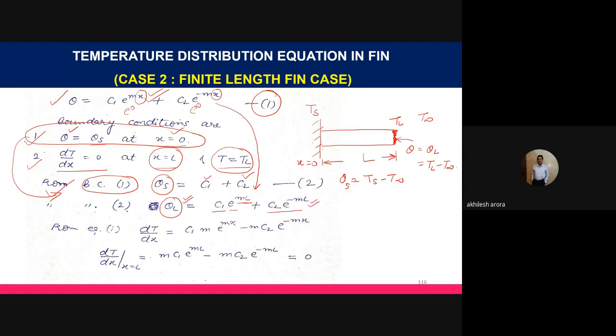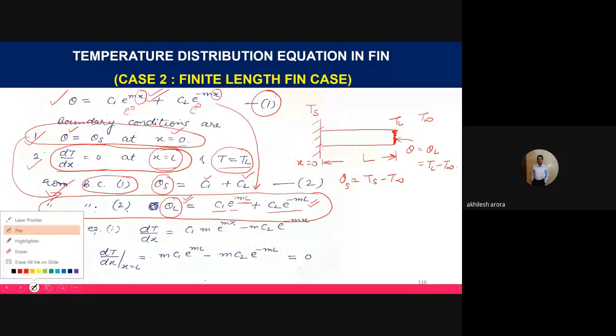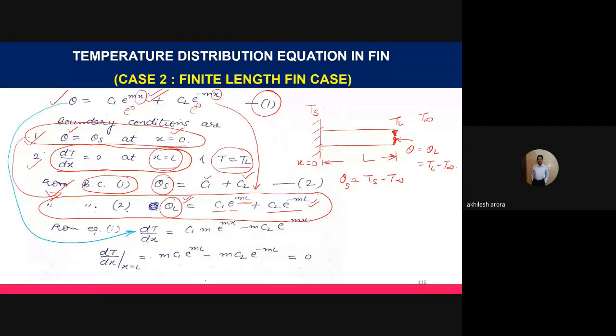Now the second part of this boundary condition, probably we may not be using this, but this is for your information. Okay, we are going to use this part actually: dt by dx is equal to 0 at x is equal to 0. So first of all we have to differentiate this particular equation, which is equal to t minus t infinity.